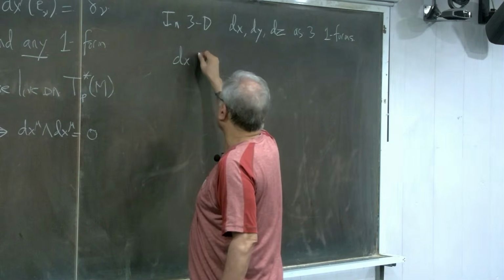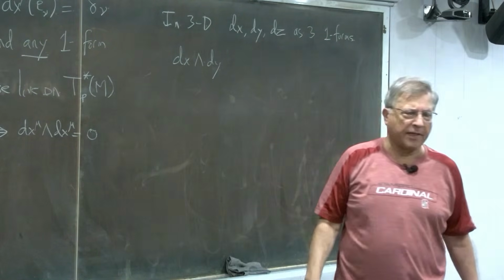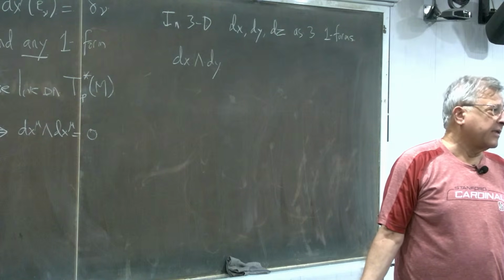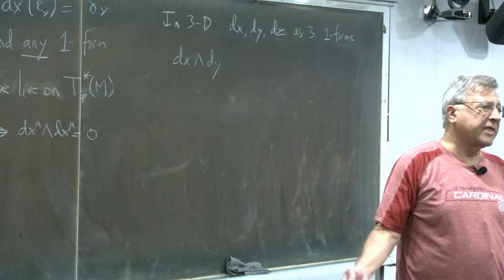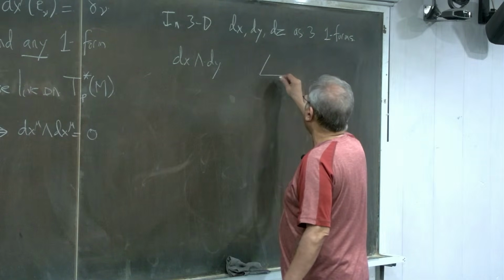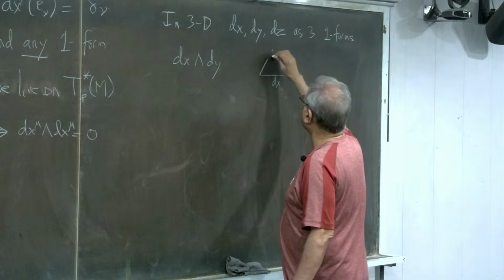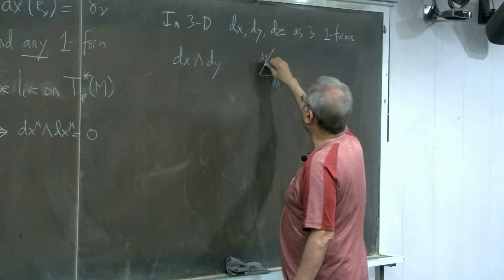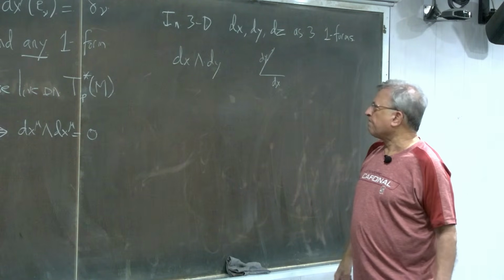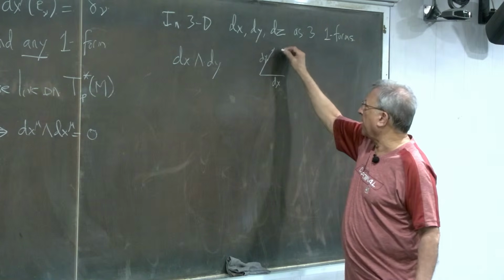And dx, dy. This is the same as the cross product there. The cross product tells you what? It is the area spanned by, so if this is dx, dy, then dx cross dy is the area of this parallelogram.